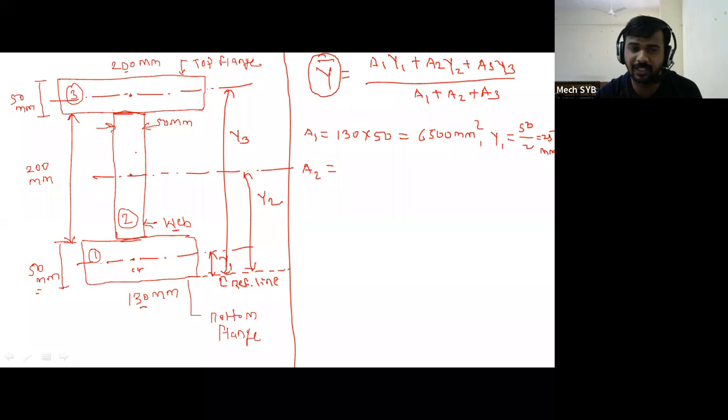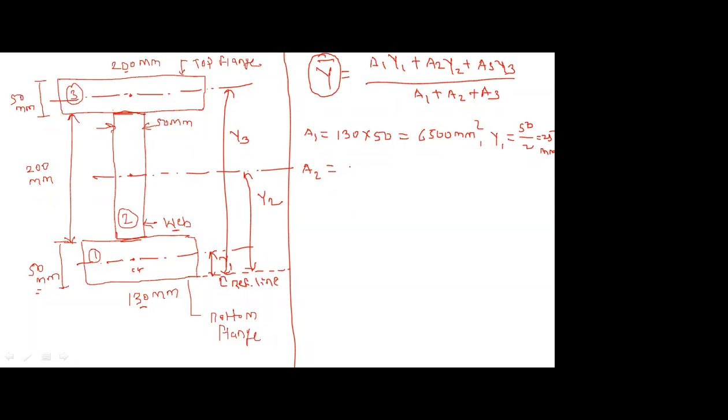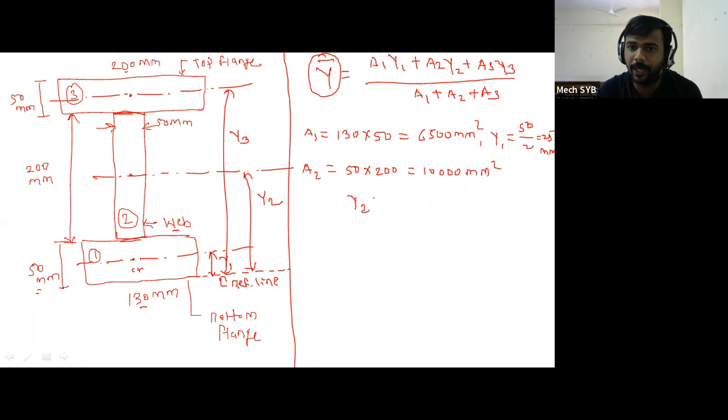Then A2. You know the rectangular section formula for area is B into D. What is the B of section number 2? 50. And what is the D? 200. So what is this value? 10,000 mm square. Then now we have to find y2, right? So how do we have to find y2?